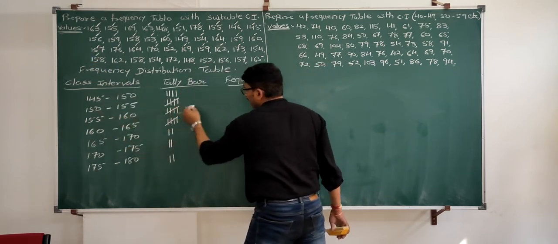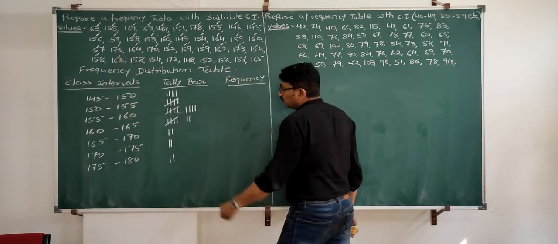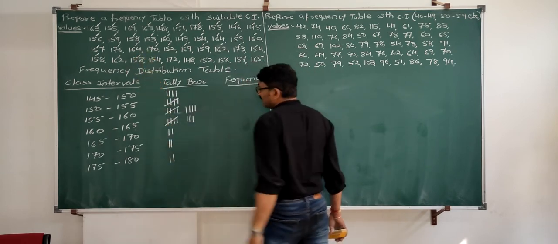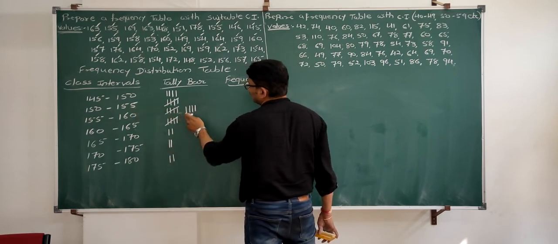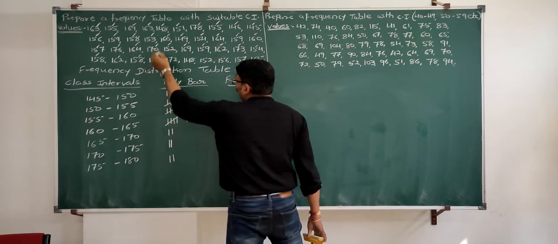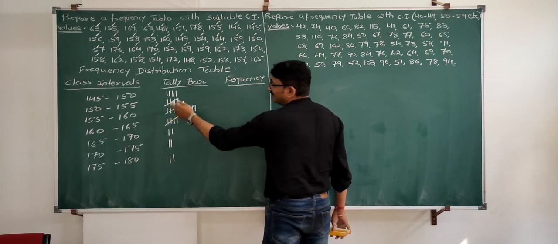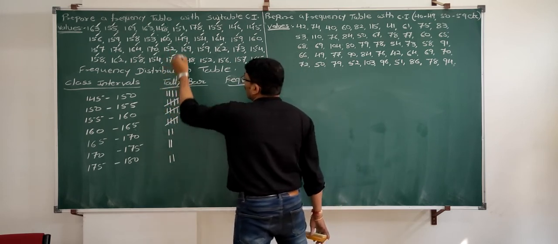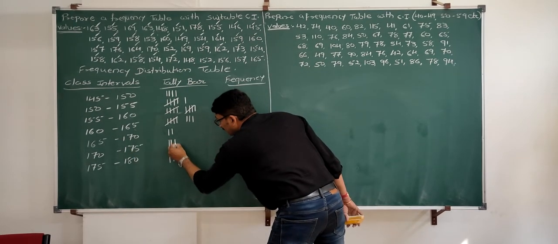Next, 158 comes under 155 to 160. 160 to 165. 158 comes under 155 to 160, but 4 lines are over, fifth line is a cross line. 154 comes under 150 to 155, 5 lines are over, keep some space, again start. 172 comes under 170 to 175.